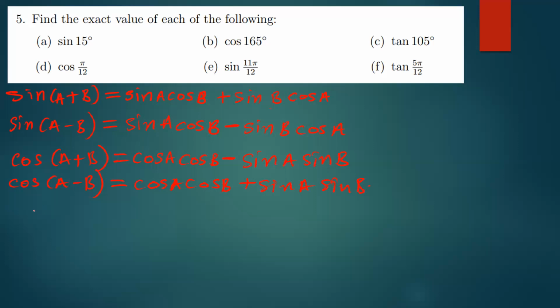The other trig ratio is tan. When we talk about tan, the first one is tan A plus B, which is simply equal to tan A plus tan B, then everything divided by 1 minus tan A tan B. And then when you say tan A minus B, let me see if I can write it down. Let me just reduce the font for this.